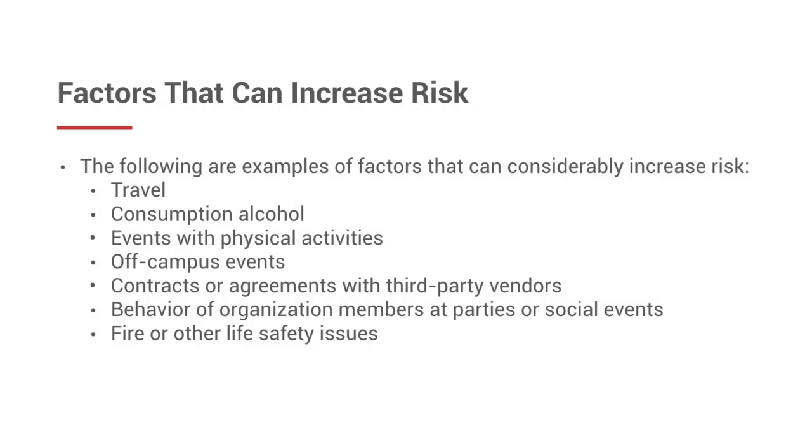When considering the potential risks associated with your events, programs, or activities, there are several factors that can inherently increase the likelihood of harm or loss and should be strongly considered in your decision-making process. Some of these factors include traveling, the consumption of alcohol by participants, events with physical activities such as playing a sport, or the use of a dunk tank, off-campus events, contracts or agreements with third-party vendors, the behavior of organization members at parties or social events, and fire and other life safety issues.